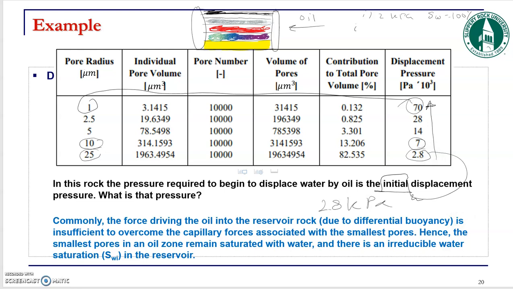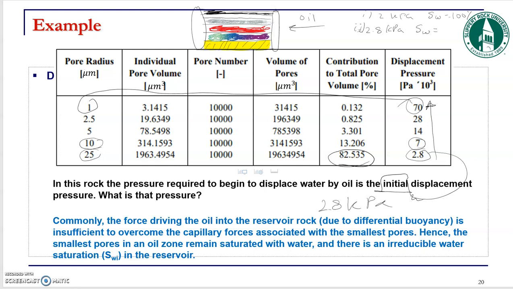Now let's increase the pressure to 2.8 kilopascal. And what happens to your water saturation? First, 2.8 removes all the water in the largest pores. So these waters will be displaced with oil, right? All these waters will be displaced by oil. Now, what does it mean? It means, how much is the total volume of the water inside the 25 micrometer pores?